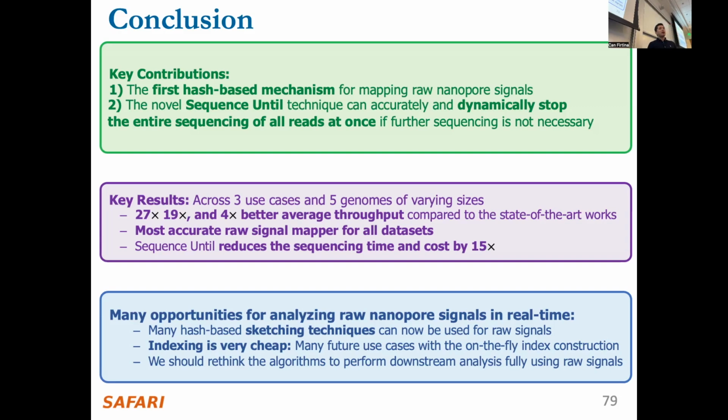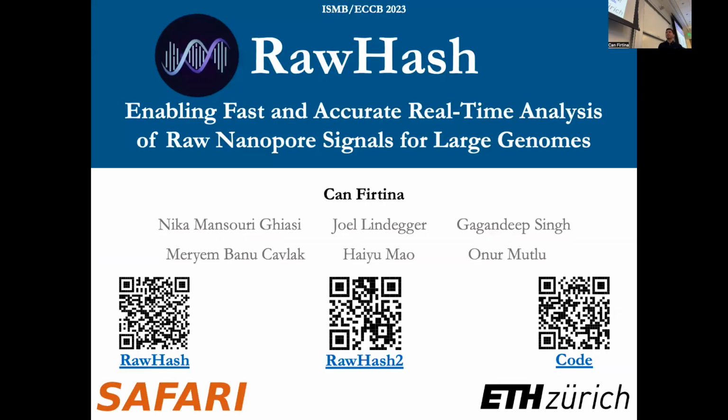So this means that there are many future use cases that can be performed with on-the-fly index construction, perhaps. And so all this means that I believe we should rethink the algorithms to perform downstream analysis fully using raw signals, right? I don't see currently a reason why we cannot do all the downstream analysis fully using raw signals. Maybe in the future, many tools will be developed for this purpose.